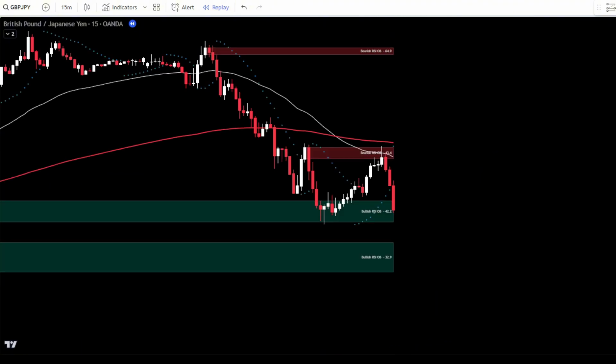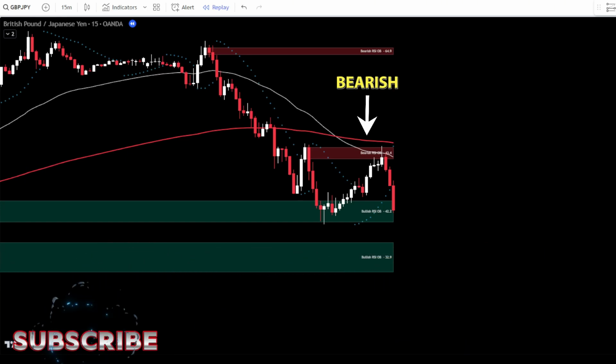How to place a sell entry. If the EMA 50 crosses or is below the EMA 200, this indicates a bearish trend. In this situation, we will only look for the best points to place a sell entry.